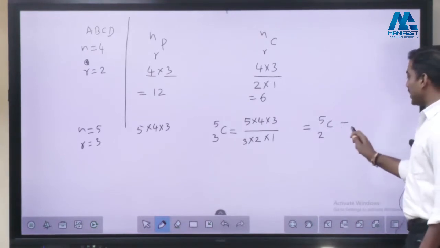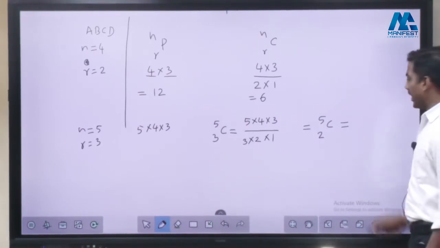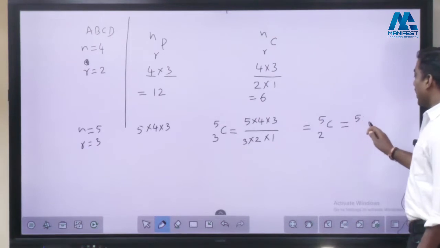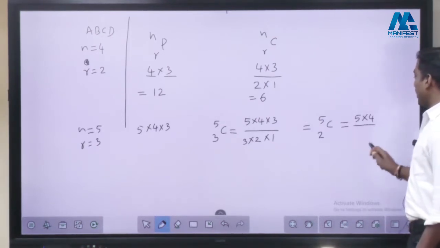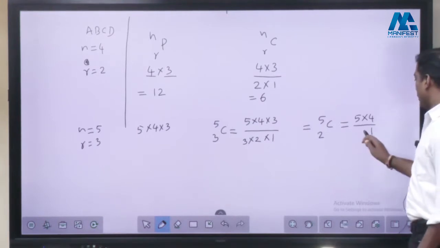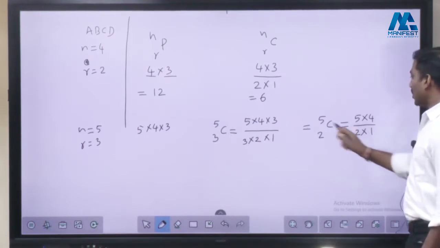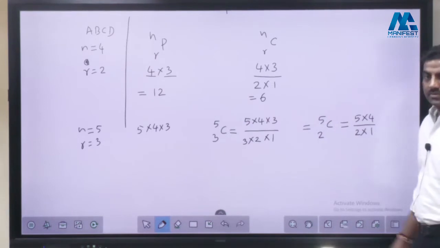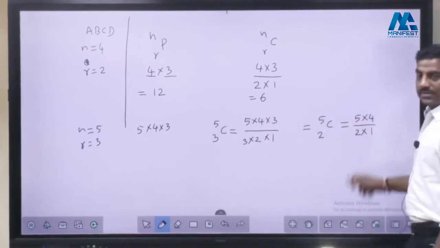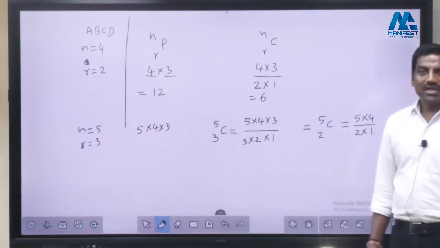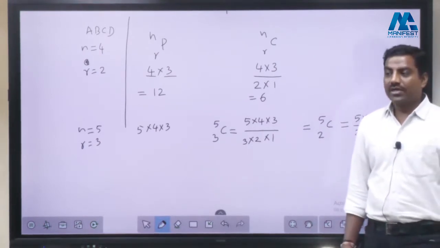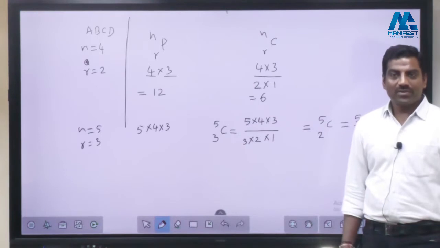So while you are writing for 5C2, how do you write? You start with 5, end after 2 entities. In the denominator, start with 1, end after 2 entities. What is the difference between this and this? Nothing. Only thing, we are writing 3 extra in both numerator and denominator, which is simply a waste of time.